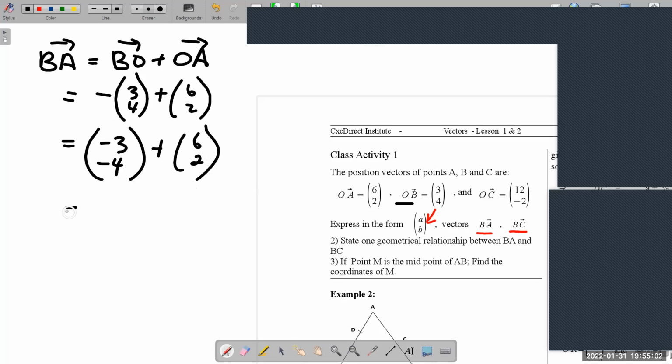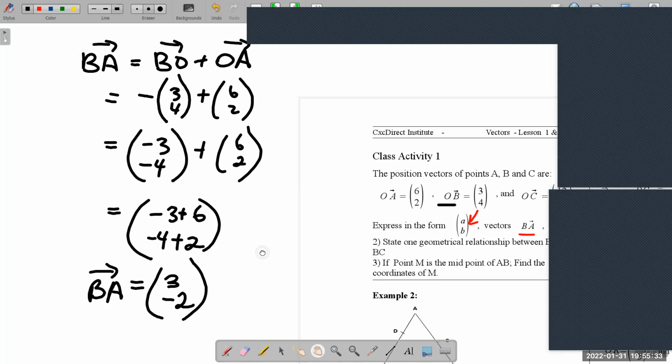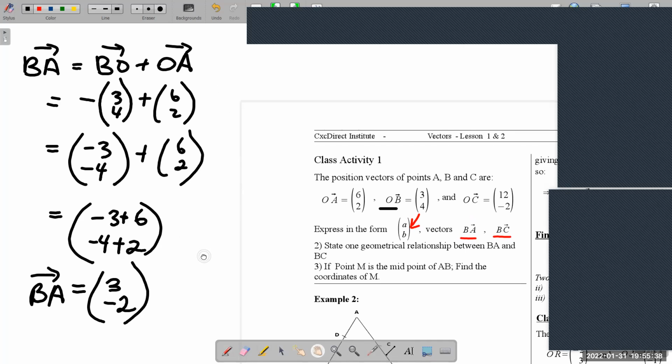Somebody give me my answer quick there while I write it up. So you know it's -3 plus 6, -4 plus 2. What's our answer for BA? So BA is equal to what? +3, -2. Everybody with me? Once you confirm, we're going to keep it moving. So just confirm with me if you got it. Excellent. So let's do what we're doing next.